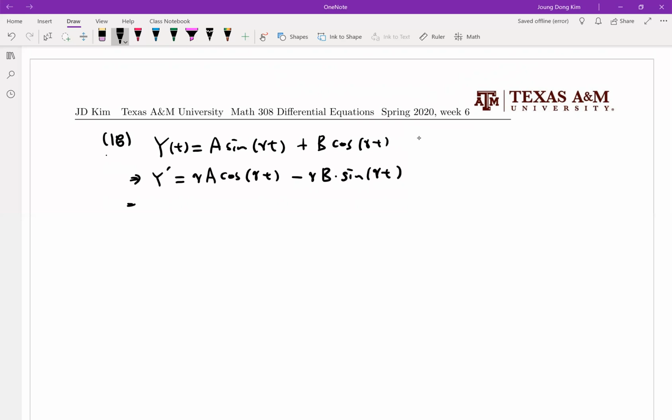What about y double prime? Again minus gamma square, because all these are coefficients. Minus gamma square A sine gamma t minus gamma square B cosine gamma t.